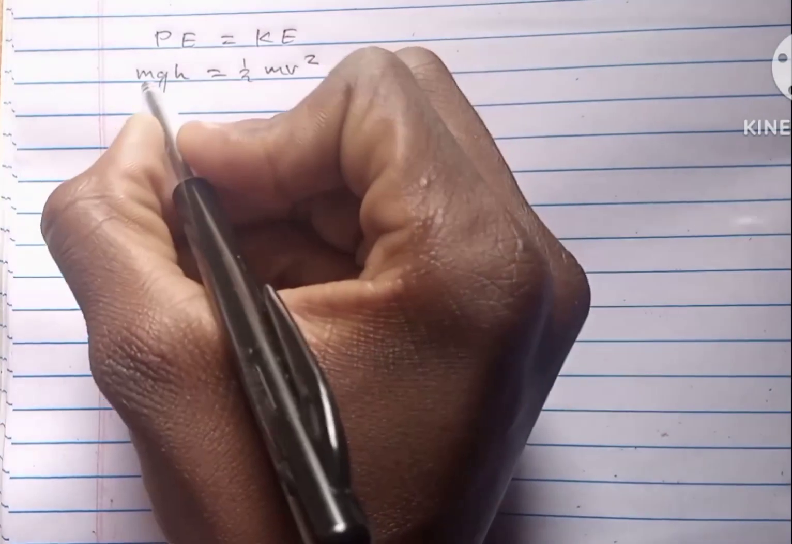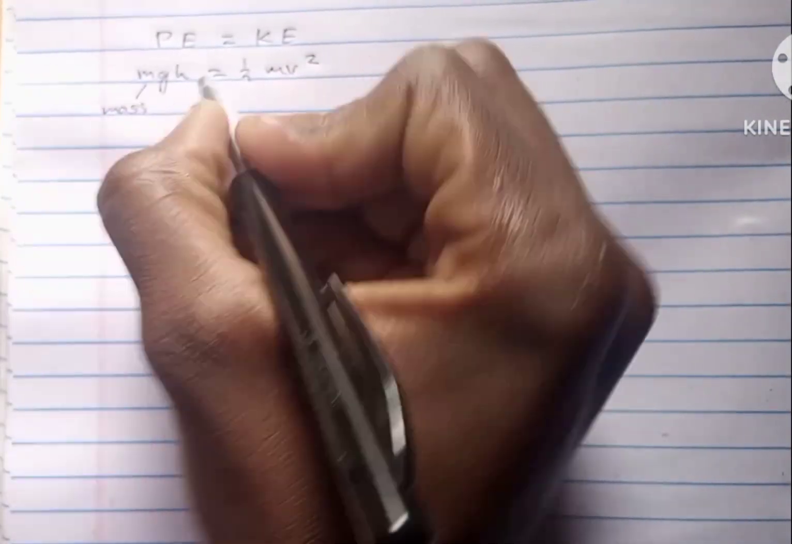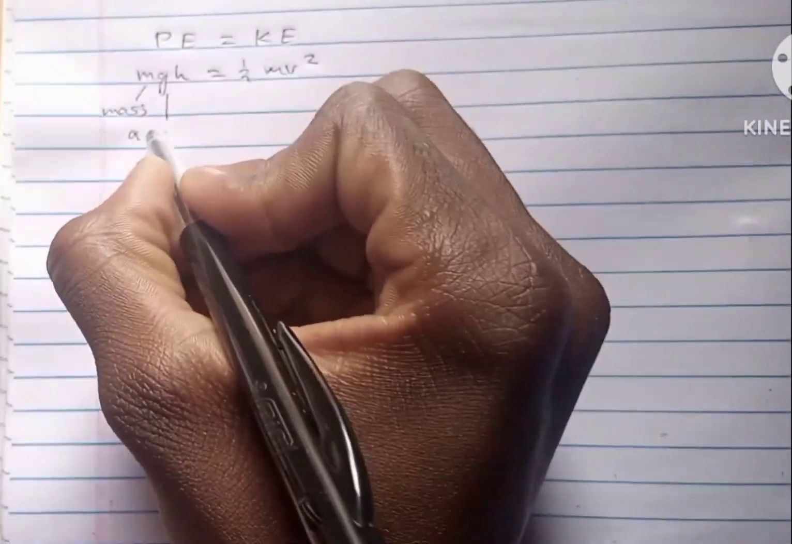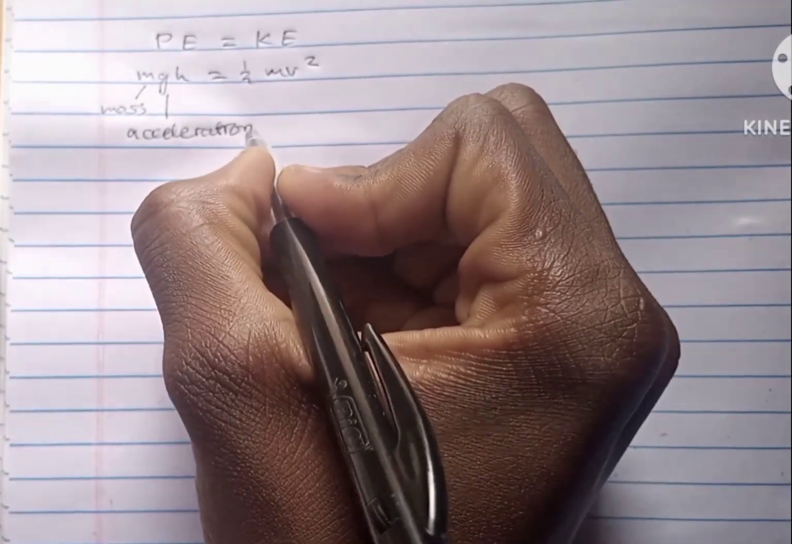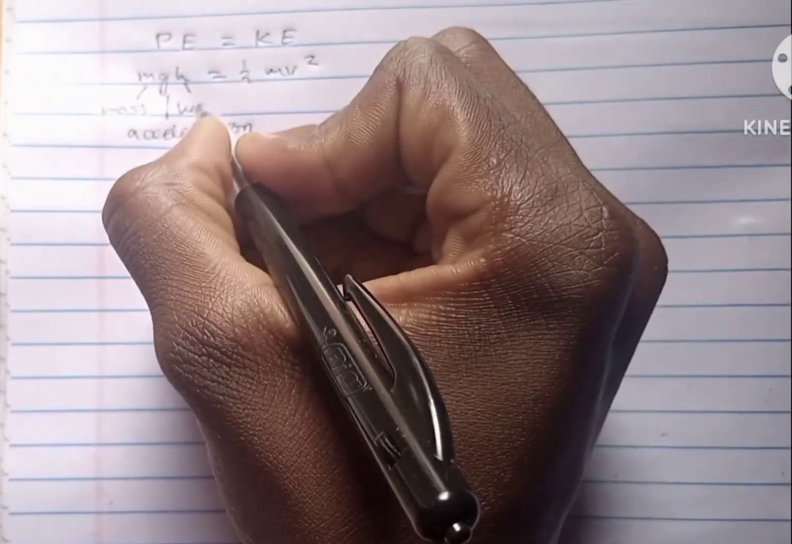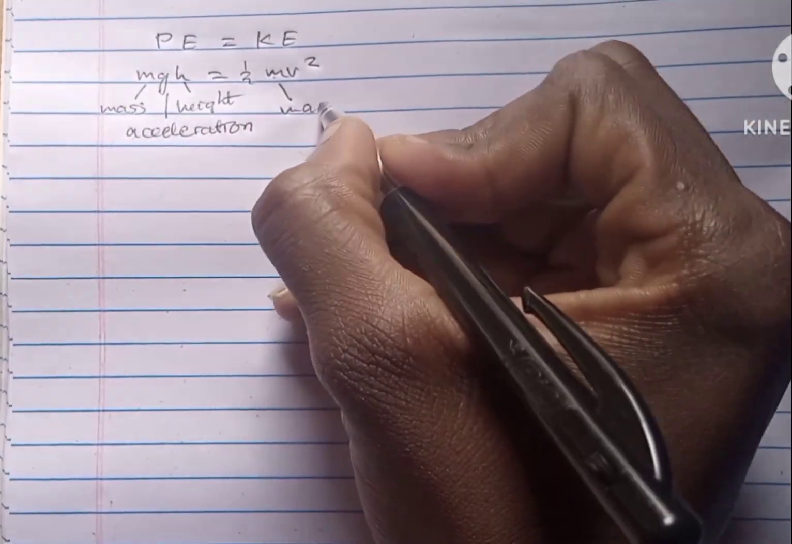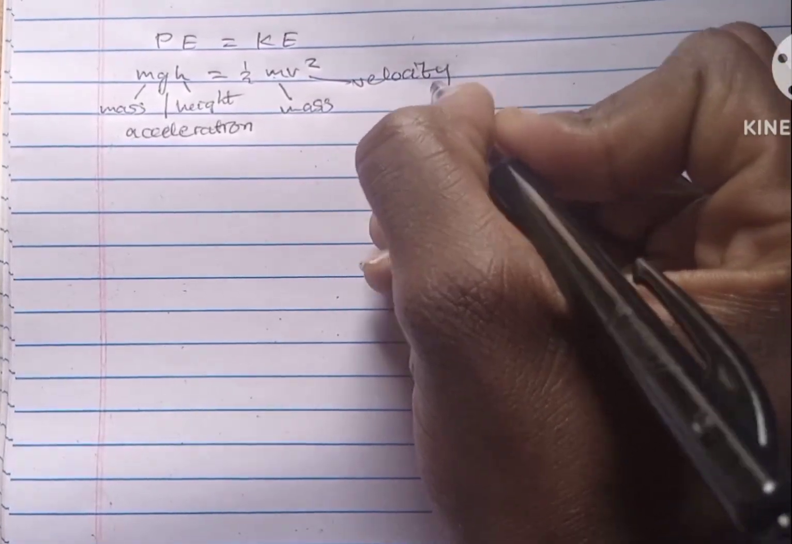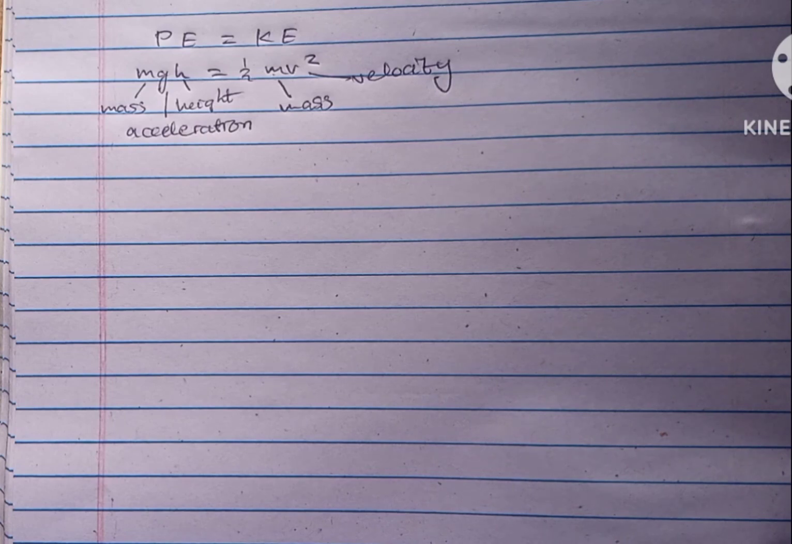We have mass here, m is for mass. We have g, which is acceleration due to gravity, so this is just acceleration. And we have h for height, and we have m here for mass again, and v for velocity. After identifying these quantities, we're going to write the SI units for these quantities.